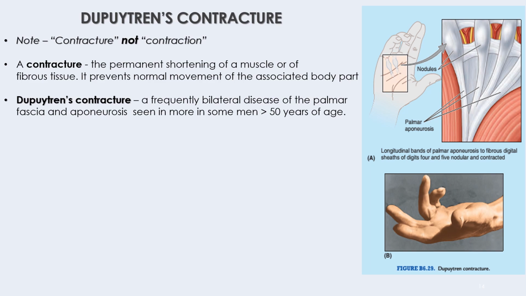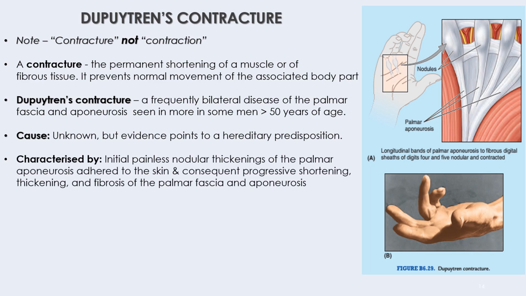The palmar fascia and aponeurosis is basically the deep fascia that covers the palm, and it helps to protect the muscles and structures inside. And so this disease is seen mainly in men greater than the age of 50 years, and its cause is unknown, but evidence points to a hereditary predisposition. So what happens is that at first there is a painless nodular thickening in the palmar aponeurosis, and this nodular thickening adheres to the skin.